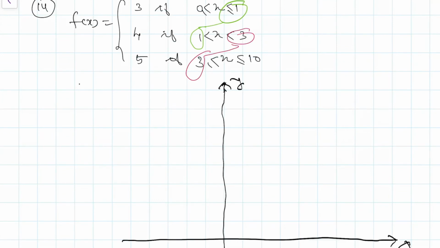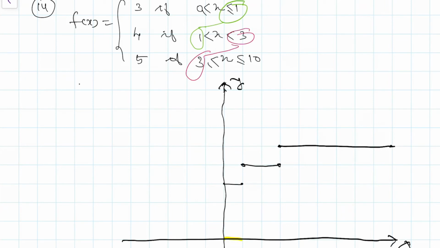When x is between 0 and 1, f(x) is 3, both points included, 0 and 1. When x is between 1 and 3, f(x) is 4, both points excluded, 1, 2. This will be the graph of the function in this region. When x is between 3 and 10, both 3 and 10 are included, f(x) is 5. This will be the graph of the function.